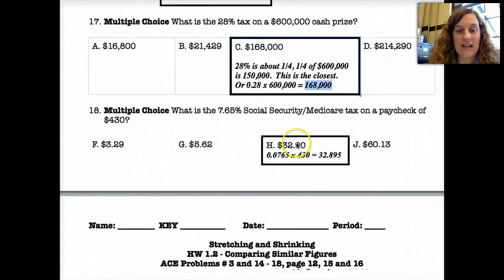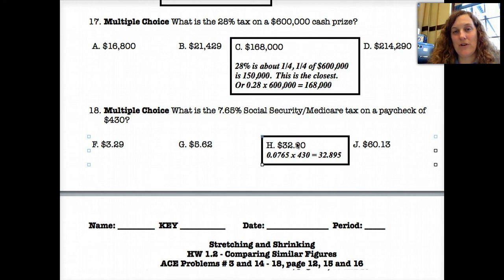And our last one is 18. What is the 7.65% Social Security Medicare tax on a paycheck of $430? You could do this off on the side, or I'll let you use a calculator, but it's 0.0765. Remember, you're moving the decimal to the left twice. So 7.65% is 0.0765 times the 430 gives you 32.895.